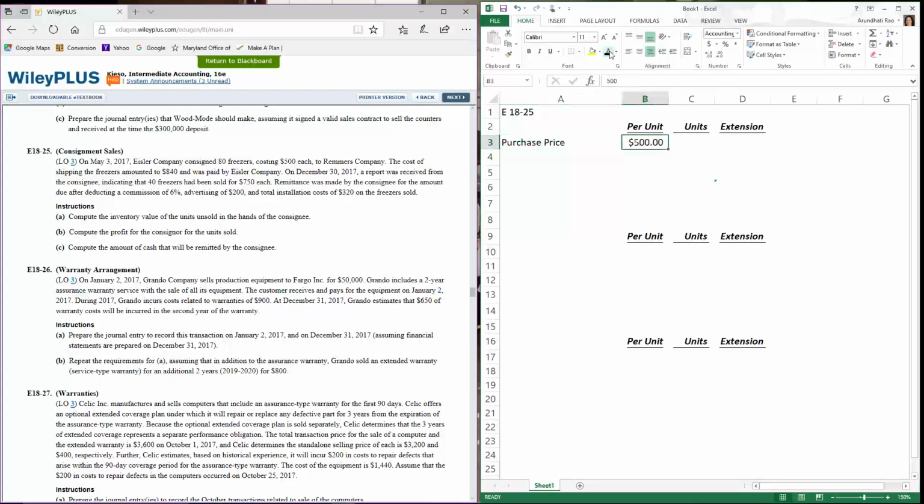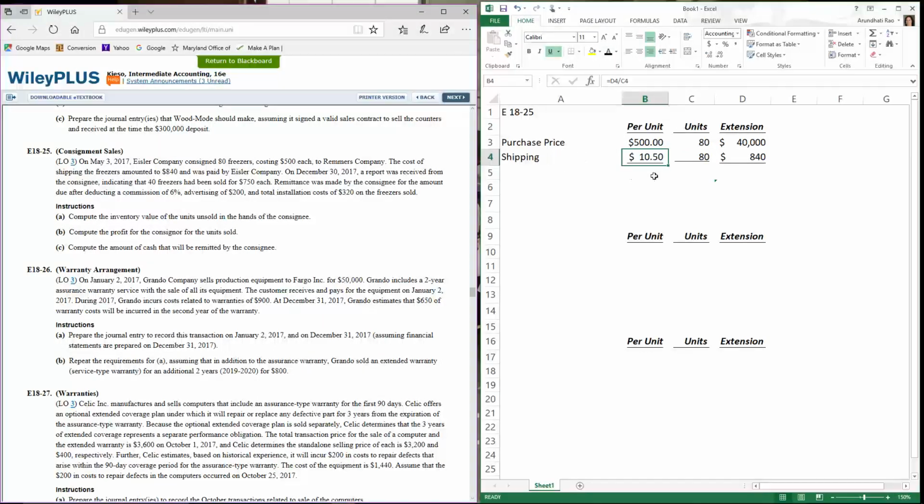I paid $500 a piece for 80 freezers, which means I paid a total of $40,000. The cost of shipping the freezers amounted to $840, and it was paid by us, the consignor. So I have shipping cost. The amount I've been told is $840. This was to ship all 80 freezers. So if I had to calculate a per unit, it's 840 divided by 80.